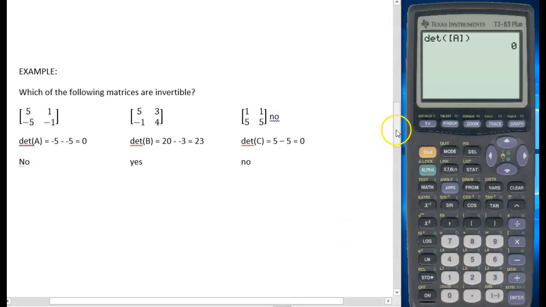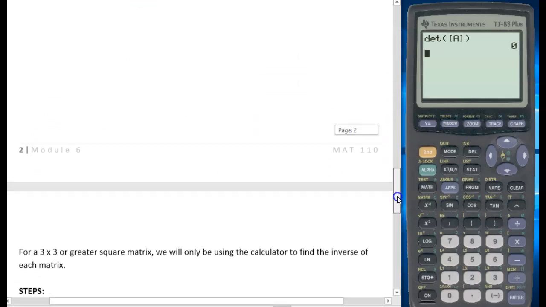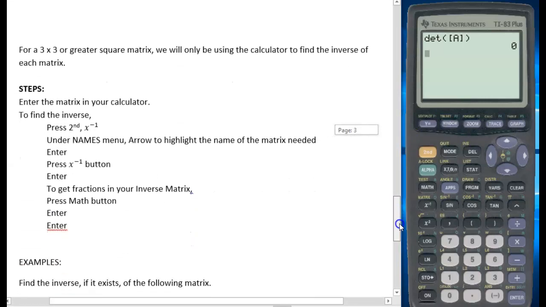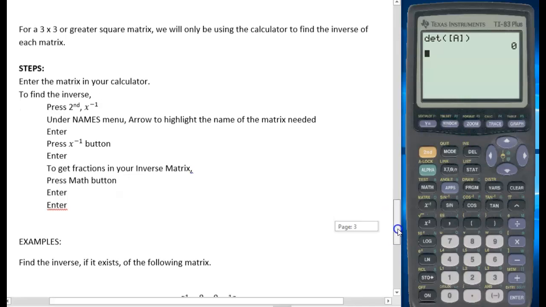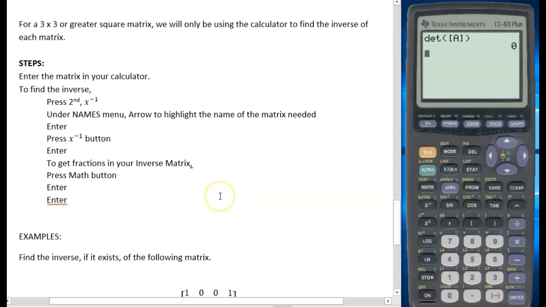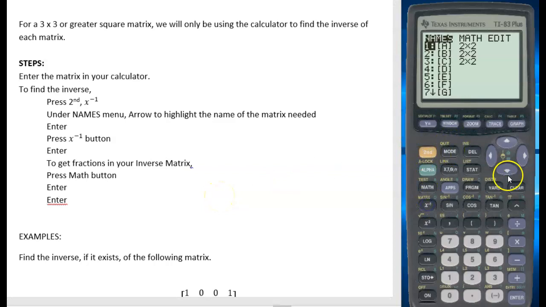One more thing. We can find the inverse of a larger matrix, right? So for a 3 by 3, a 4 by 4, a 5 by 5, you will not have to do that by hand. We'll for sure only use the calculator, okay? The directions are exactly the same, okay? You're going to input your matrix into second matrix and then edit.